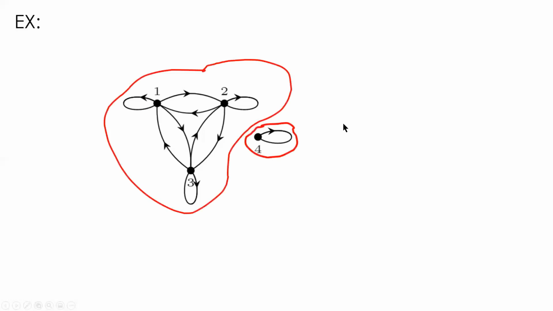Okay, so let's look at this. I didn't say what A is, but it looks like A is {1, 2, 3, 4}. Notice I'm looking at the 1, 2, 3 part. Everybody's connected to everybody. I've got 3 going to 1 and back. 2 is up and back. Everybody's connected, going both directions in this section over here. So that's one equivalence class. And 4 is all by itself, so it's its own little equivalence class. That's fine. So those are my 2 equivalence classes for this.